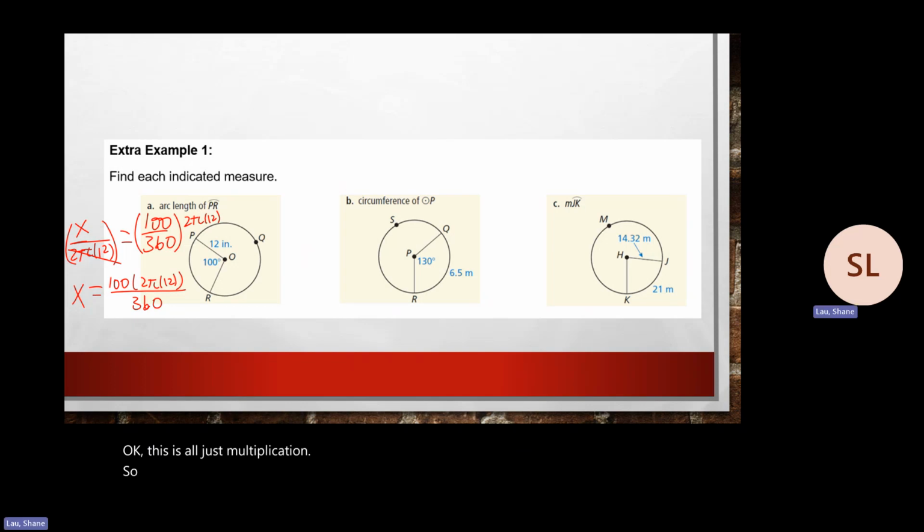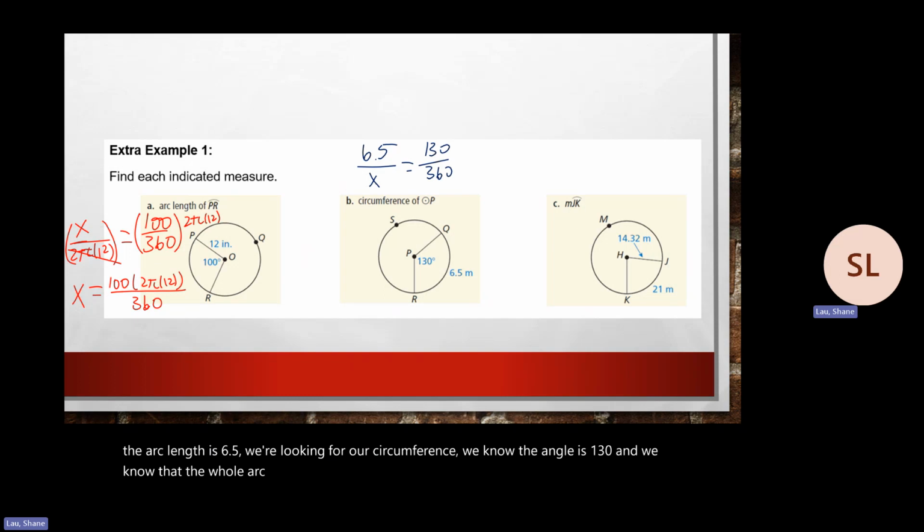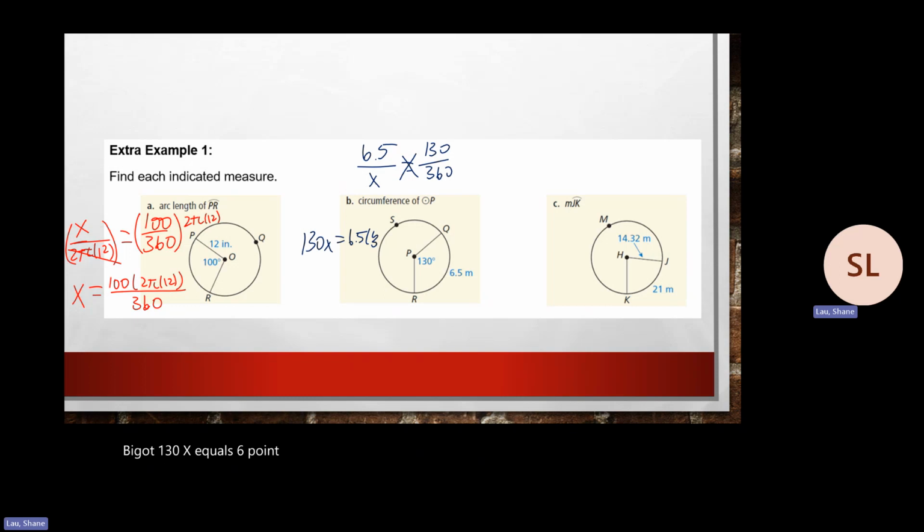For part B, we're looking for the circumference, which means our variable is going to be in the denominator, so we can't just multiply across easily. The arc length is 6.5. We're looking for our circumference. We know the angle is 130, and we know that the whole arc is 360 degrees. Now, we'll cross multiply. We get 130 x equals 6.5 times 360. Divide by 130 on both sides. X equals 6.5 times 360 over 130. Therefore, x is going to equal 18.